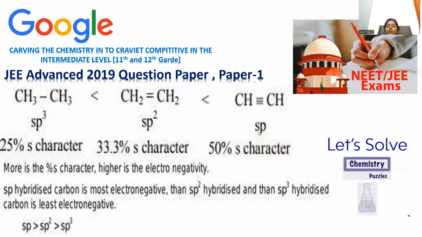If you see sp, what does it mean? To the extent s is there, that extent p is also there. In sp there is only one s-orbital and one p-orbital, so we can say 50-50. 50% s character is contributed in case of a triple bonded compound. If you observe, single bonded has only 25% s character, double bond 33.3, triple bond 50% s character. The more the percentage of s character, the higher the electronegativity. Obviously, acetylene has the more electronegative carbon. The double bond is somewhat less electronegative, and the least electronegative carbon is that of alkane, a single bond, because of 25% s character. This is the way the electronegativity order will be: sp highest, sp2 next, sp3 least. So this is the relationship between s character and electronegativity.